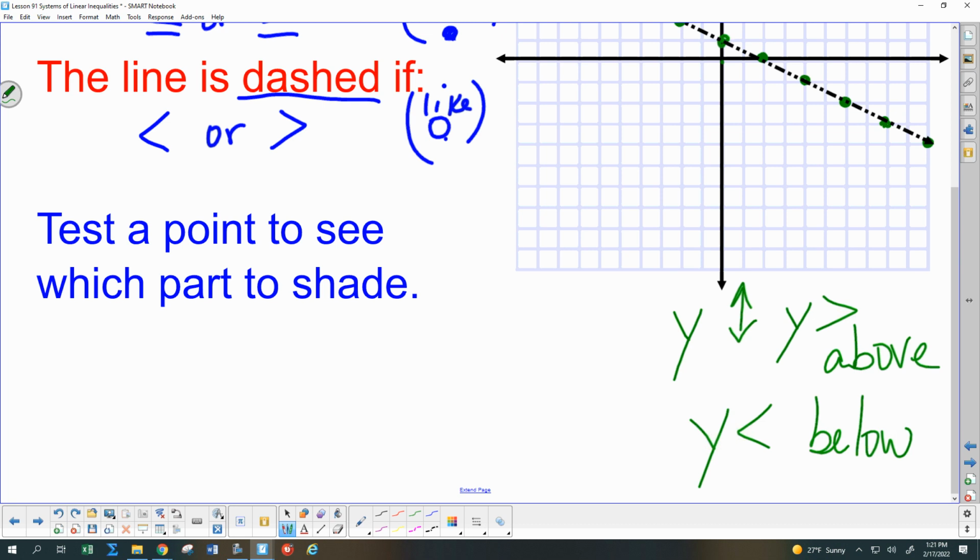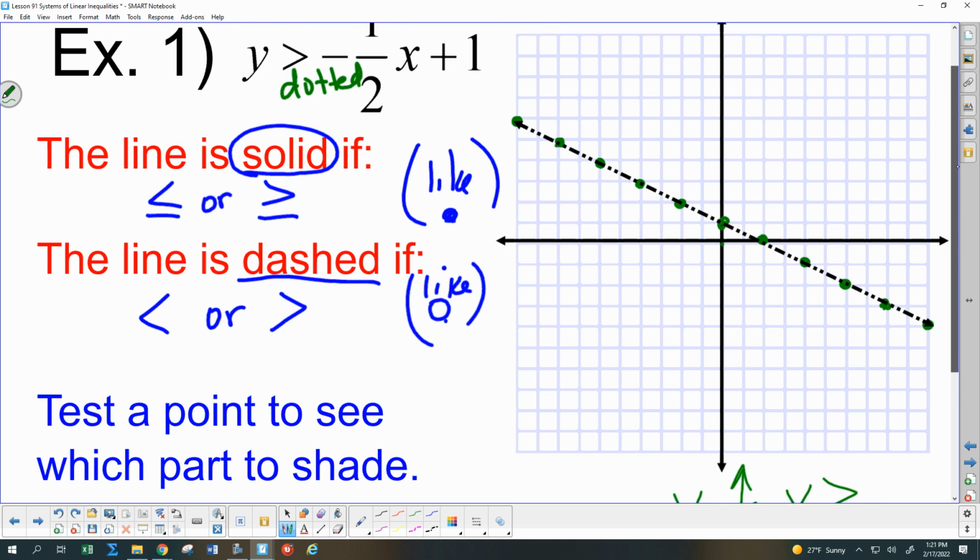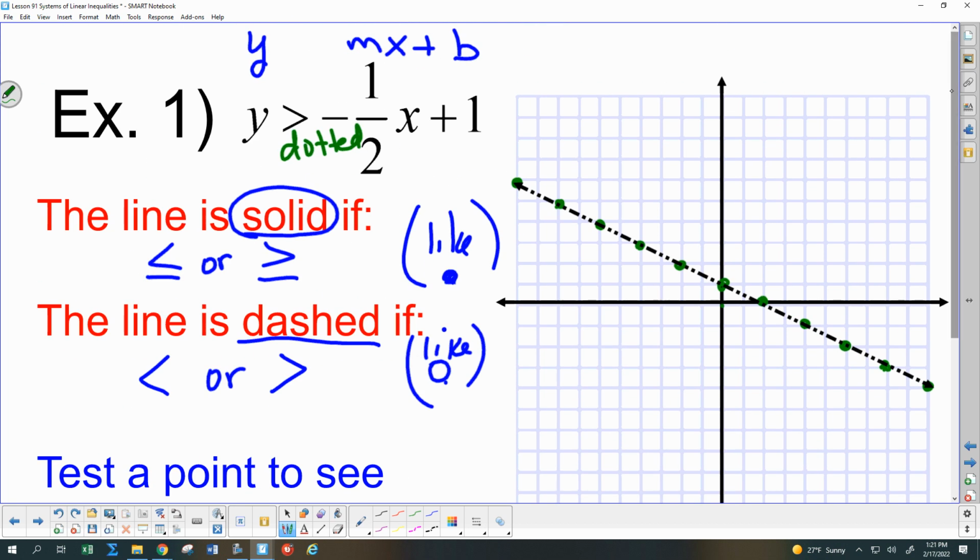And that's how we're going to make our guess. So for this problem, y is greater than the line. Everybody point above or below. What's our guess? We're thinking above the line.